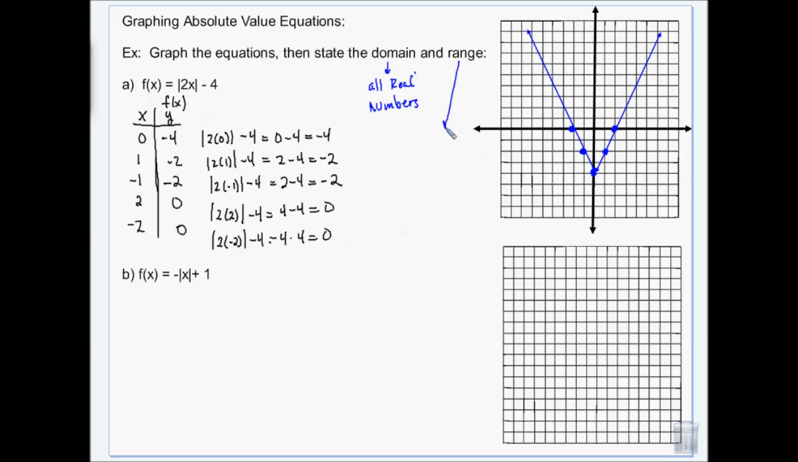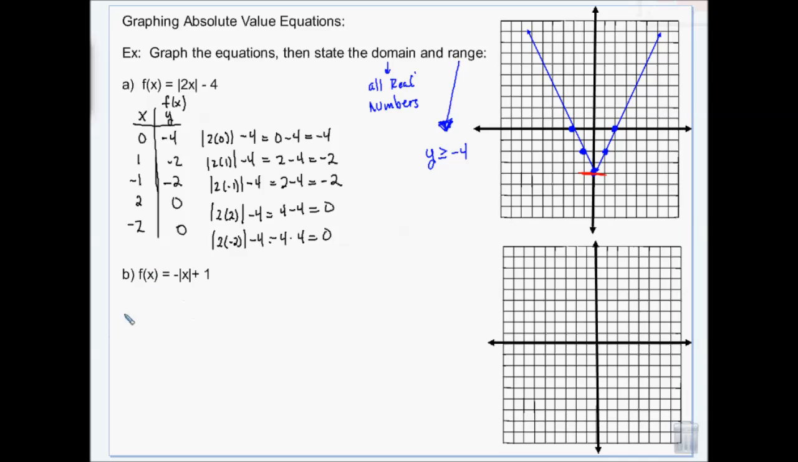Now my range has changed. If I look, my range is my y's. Here's where I stop. I have no y's below -4. So -4 is my lowest y, so my range is y is greater than or equal to -4. Because I have every y going up, I just don't have any y's going down. So I find that spot, and that's where my range starts.